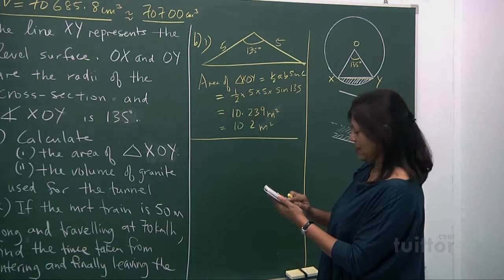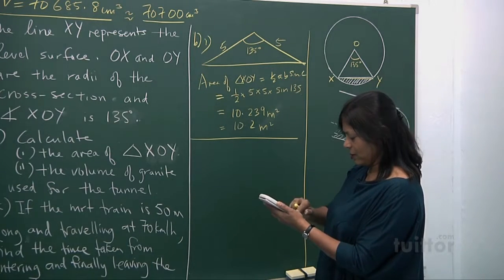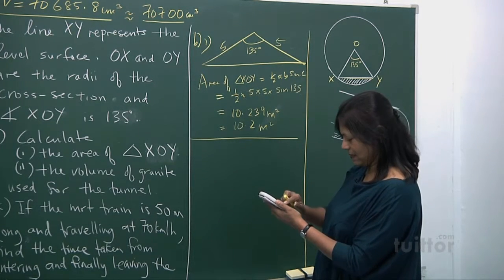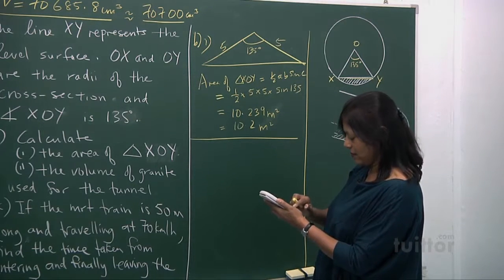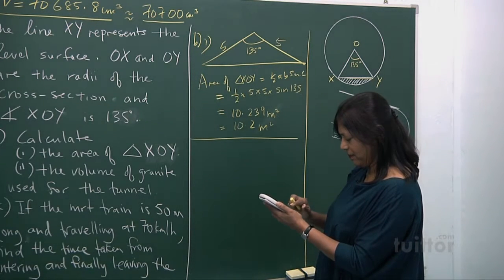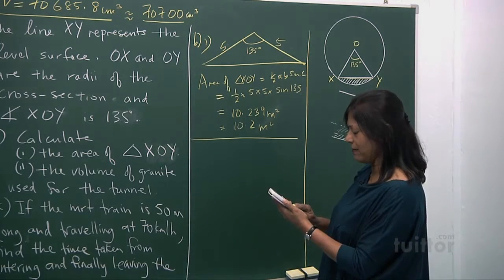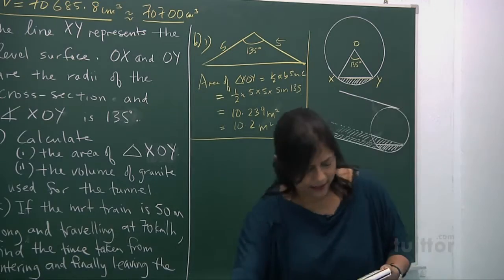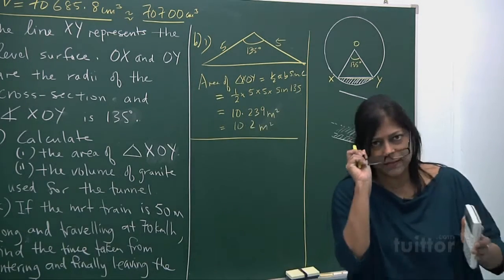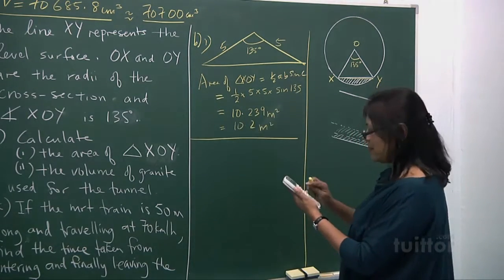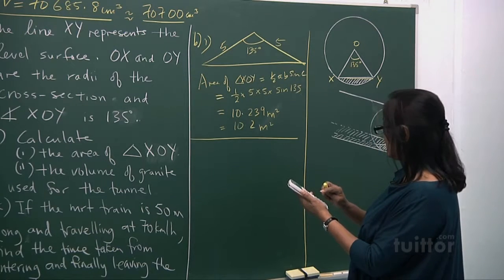Hey, what am I doing? 25 sine 135. Divide by 2. Luckily I checked it. I got 8.8. Let me wear my glasses. Now I get 8.38. What do you get? Do you get the same answer as me? Alright, let me check again. Why did I get that earlier answer?